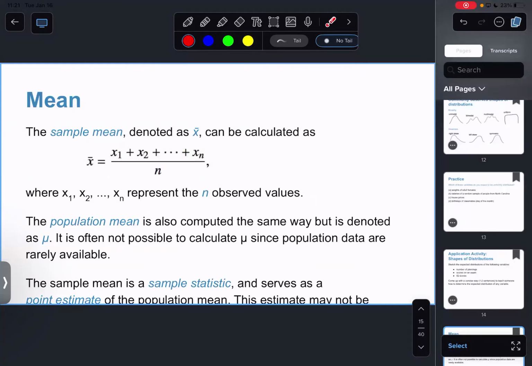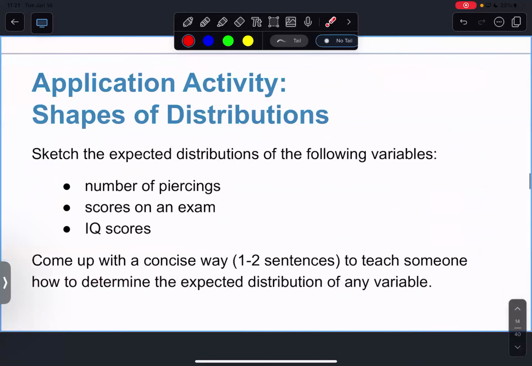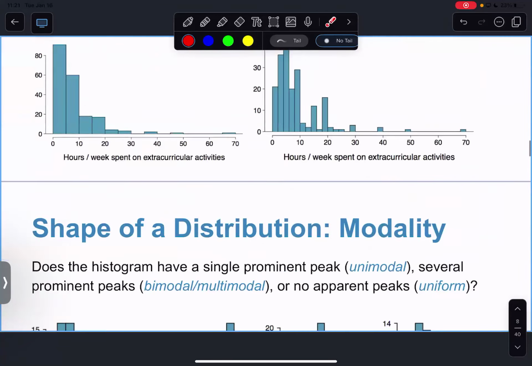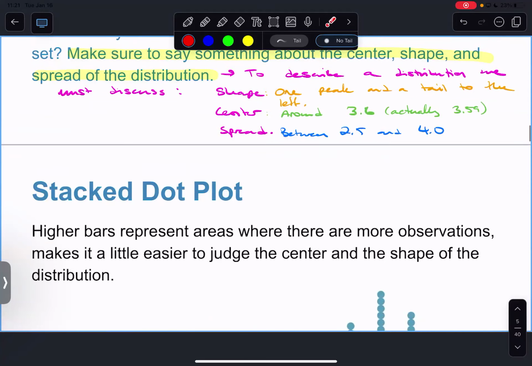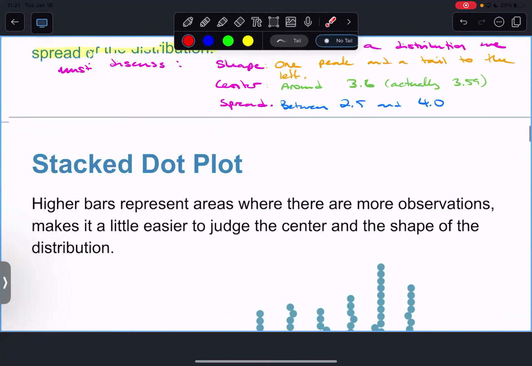There. Ta-da! And we go way back up again. Sorry. Whee, so much shape. Center and spread. Okay.